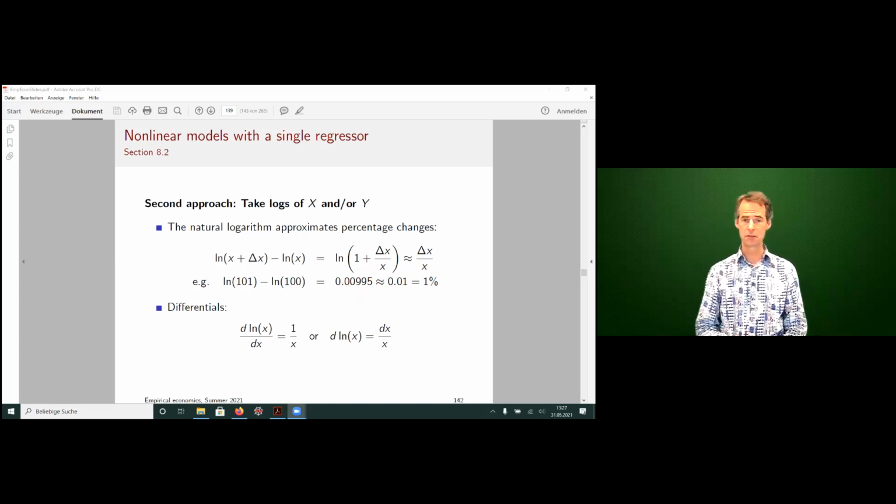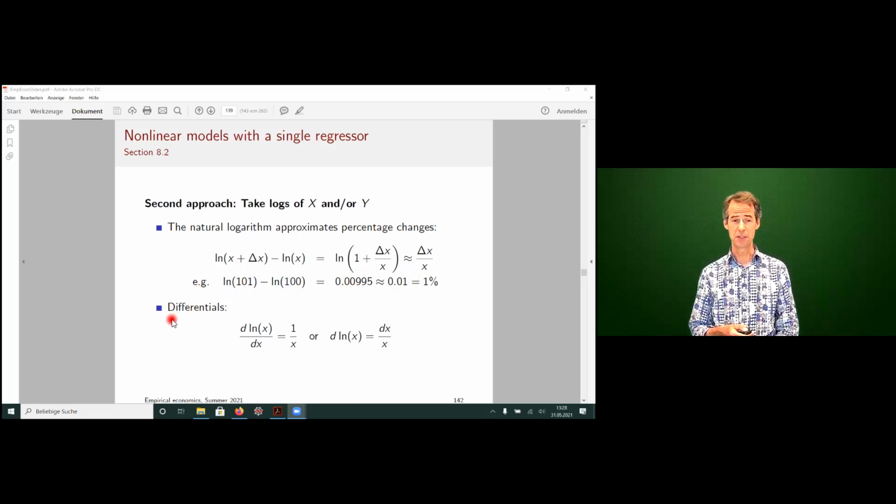And taking the log is very easy. You can just put in the log function in your computer code, and then what you get is the percentage change for that variable. Okay, if we go over to the infinitesimal small changes, we get the differentials.